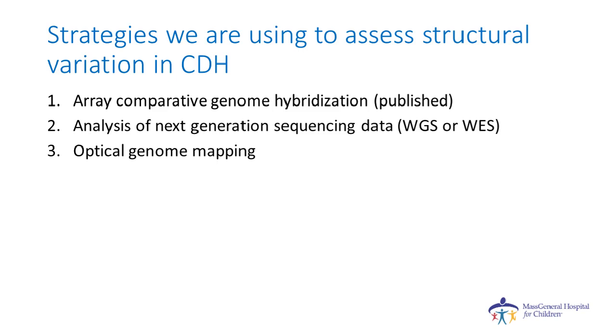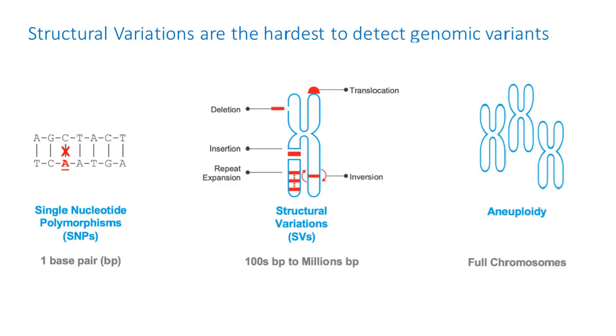So just to tell you some of the technologies that we've been using to study structural variation in CDH, we have in the past used quite a bit of array comparative genome hybridization, or traditional microarray techniques. These studies have all been published. We are currently in the process of analyzing next generation sequencing data, particularly whole genome sequencing, to try and deduce structural variants from those data. And then the focus of today's talk is going to be the optical genome mapping technology.